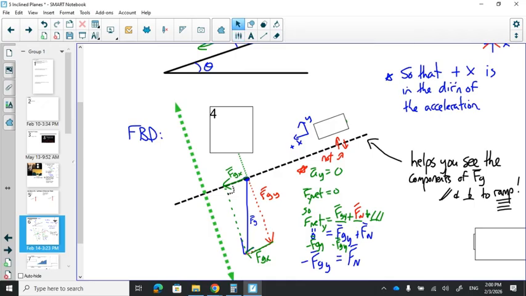If you think back to Mr. Anderson on the scale, Fg was normally his entire force of gravity. Now it's just a component of that force of gravity. So you can see why the reading on the scale gets less, right?